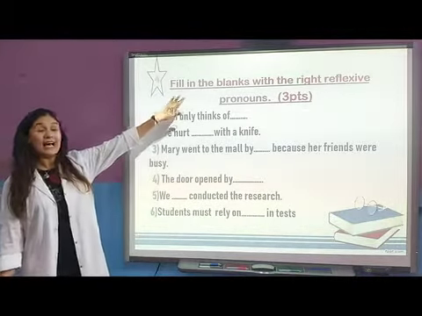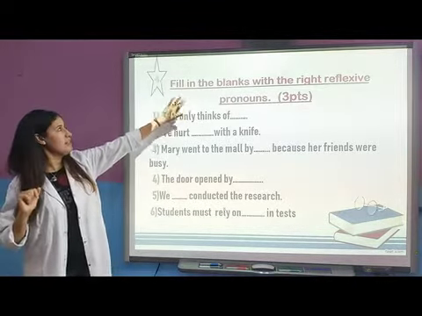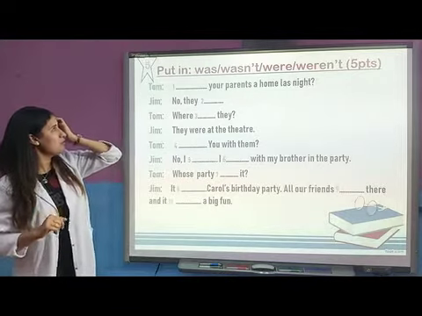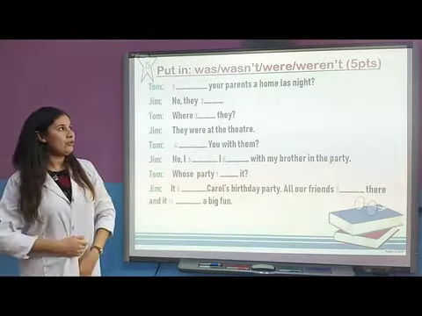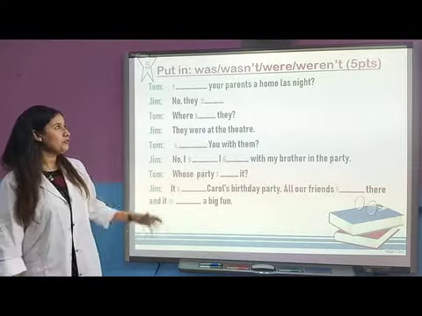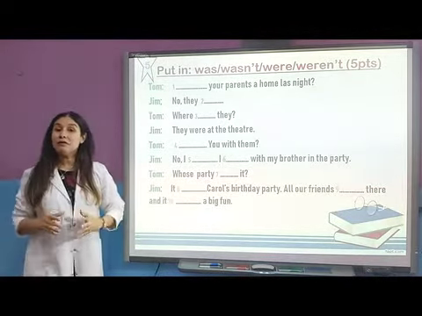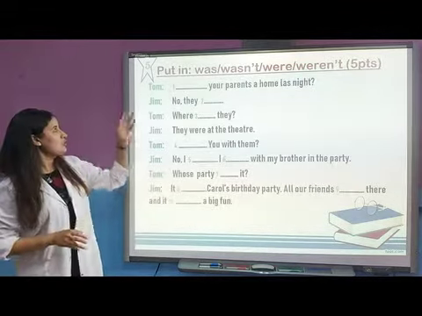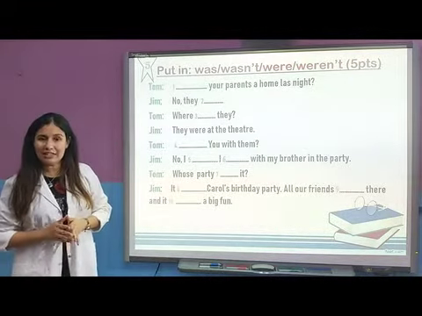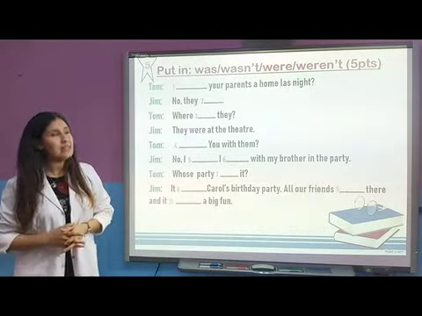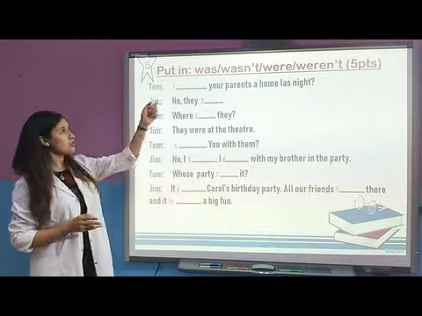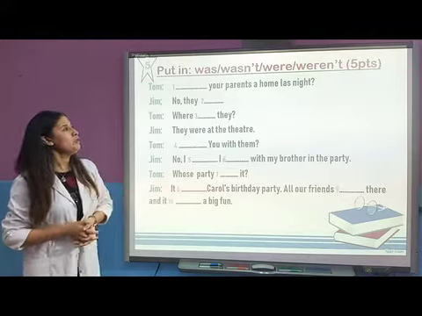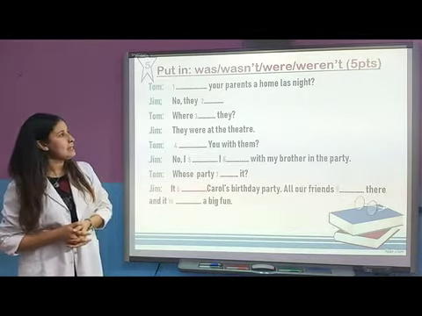Good. Now, let's move on to the 5th exercise, which is as follows. Put in was, wasn't, were, weren't, and of course here we are talking about the verb to be in the simple past. So here, as you can see, we have a conversation between 2 friends. They are apparently named Tom and Jim. So Tom asks, gap your parents at home last night?